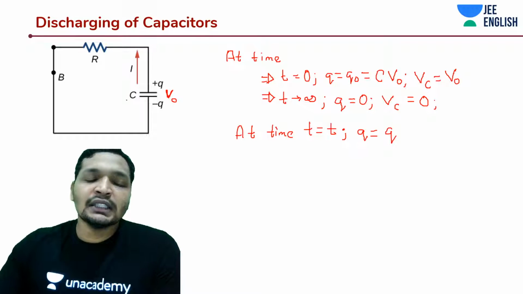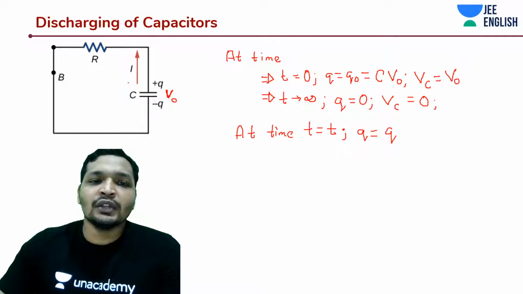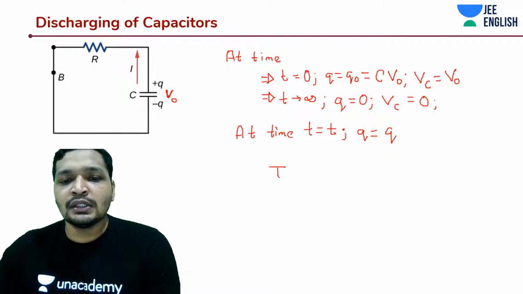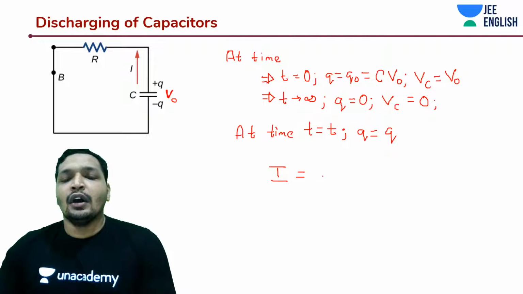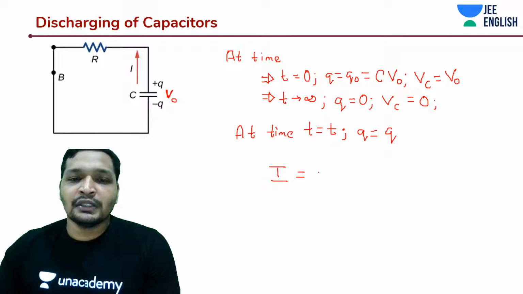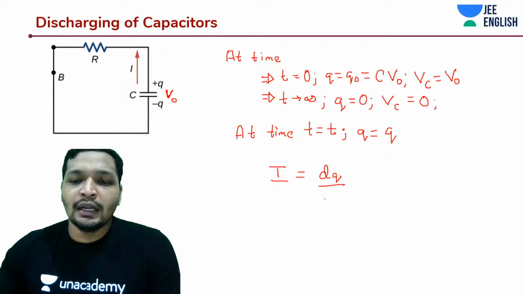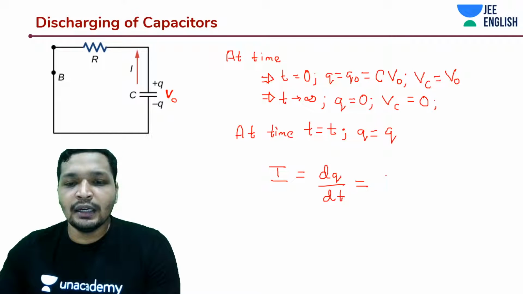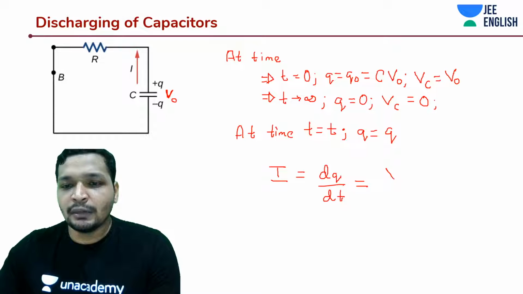So what is happening in this case? There is some current flow. What is happening to the current? The current is decreasing, right? Let's forget that we are talking about a capacitor. We generally write current as dq by dt. And in this case, dq by dt is nothing but your current, which should be the potential divided by the value of the resistance, the potential at that time.